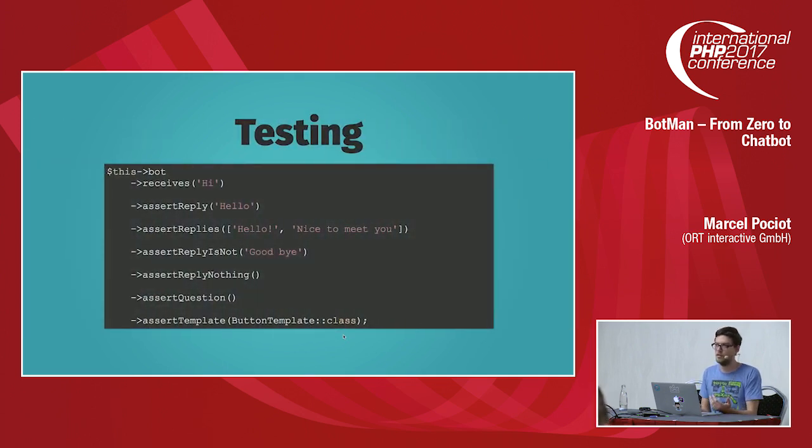And in addition to this, you also have various more advanced assertions available. So you can assert that the reply is an array, that the reply is not something, that it's a question, that it's a template, that maybe it's just a raw string. So it really gives you a lot of information and tools to test your chatbot applications.